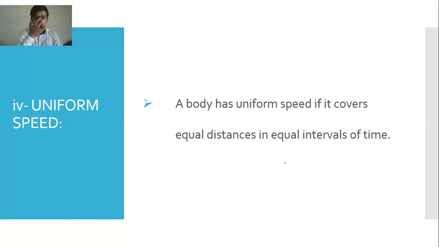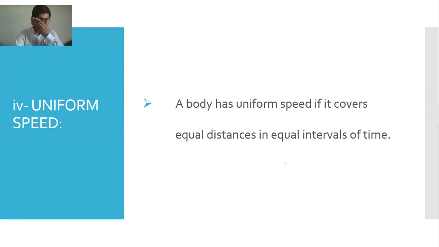For example, if I'm traveling and my speed is uniform, uniform means I'm continuously moving with, for example, 10 meters per second. It means that every second I'm covering the same distance, which is 10. So I am in uniform speed. But if, for example, in the first second I'm covering 10 meters, in the second second 12 meters, and in the third second 8 meters, then I'm not in uniform speed because I'm continuously changing my speed. So this is not uniform. For uniform speed, your distance should be equal at equal intervals of time.